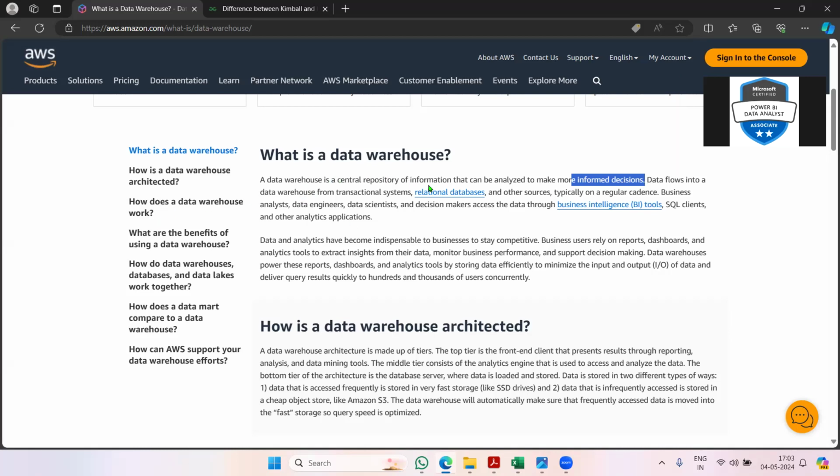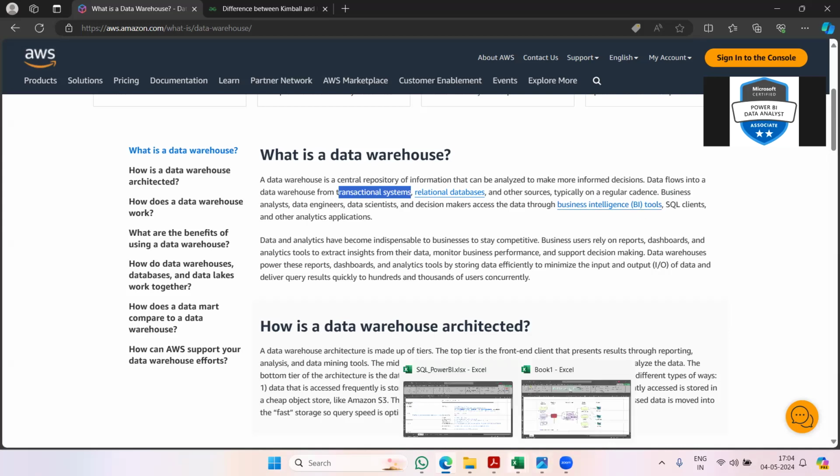A data warehouse is a central repository of information that can be analyzed to make more informed decisions. So this is the key point we need to hold. Whatever the latest cloud technologies or data mining, data analysis comes, all are used by the management to make informed decisions, right? Now data flows into a data warehouse from transactional systems, relational databases, and other sources, typically on a regular cadence, right?